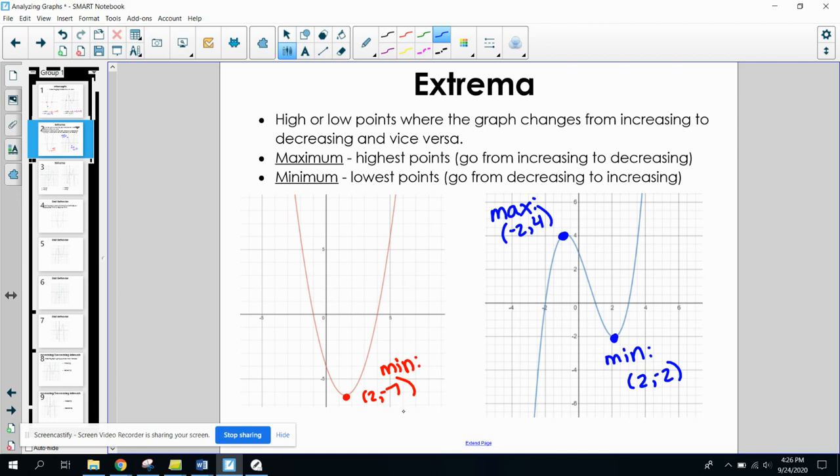So if we wanted the minimum value for the first graph, we would say the minimum value is at -7. For the second graph, we would say the maximum value is at 4. And the minimum value is at -2.